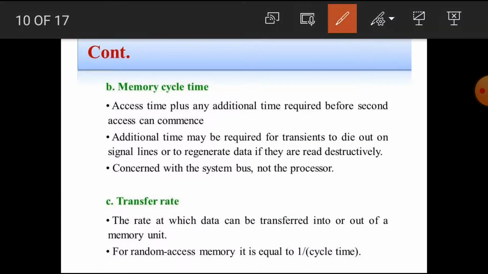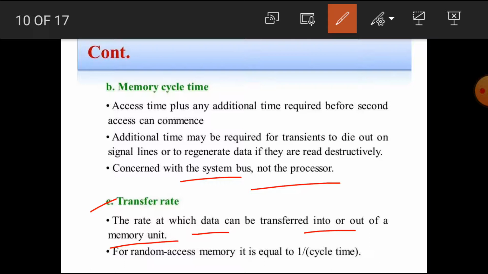The next parameter is memory cycle time. It is the access time plus any additional time required before a second access can commence. Additional time may be required for transients to die out on signal lines or to regenerate data if they were read destructively. It is concerned with the system bus, not the processor. And the last one is the transfer rate. The transfer rate is the rate at which data can be transferred into or out of the memory unit.